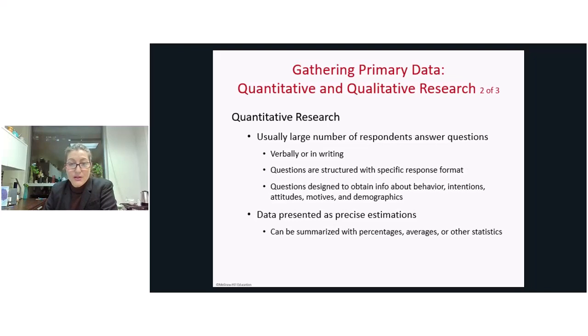Well, quantitative research uses a large sample. It may be an online survey, for example, but it's probably going to be a structured survey with specific response formats, and it's designed to obtain information about behaviour, intentions, attitudes, motivations, and demographics. And it's data that's presented as precise data summarised with percentages, averages, and other statistics. So it's descriptive.